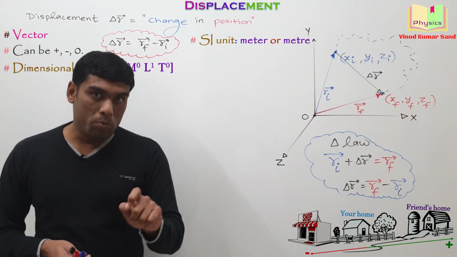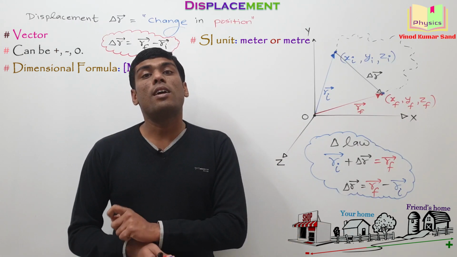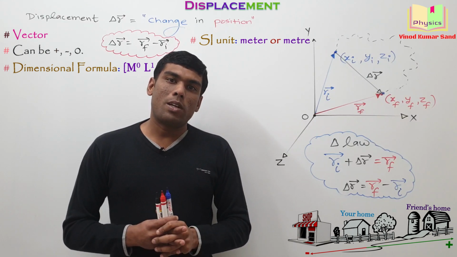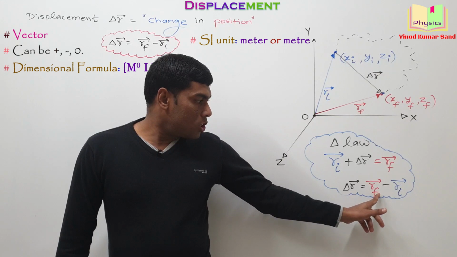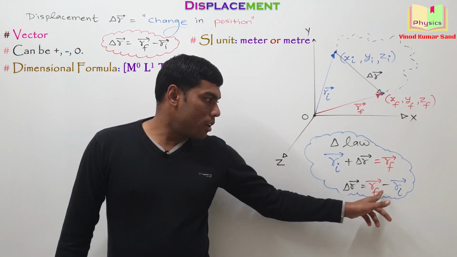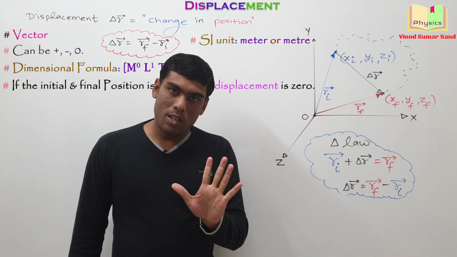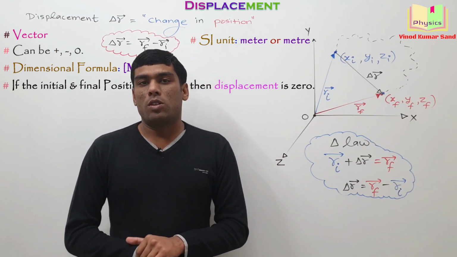Or it may be happening in other way. Suppose from your home you go to your friend's home and then you return back. In that case also your displacement will be 0. So your initial position and final position, if they are same, the displacement will be 0. Getting it? Let me ask you one conceptual question.